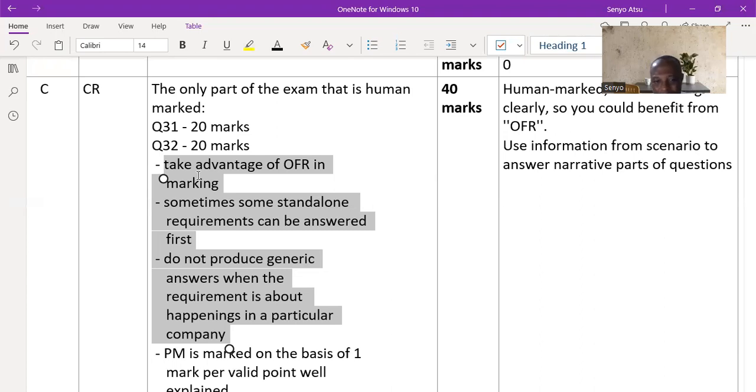How do you fix that and turn a 0 into 1 mark? You fix it by relating it to the scenario and saying, for example, in XYZ Limited, this has happened. The manager has intentionally refused to invest in old assets and invests in new assets. Then that is how you have turned a 0 mark into a 1 mark.